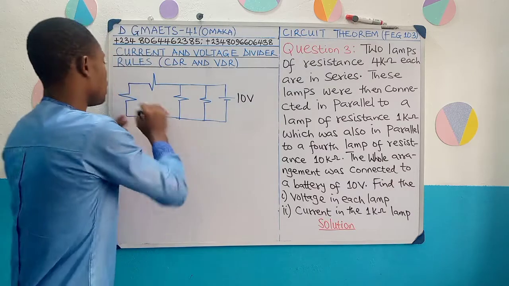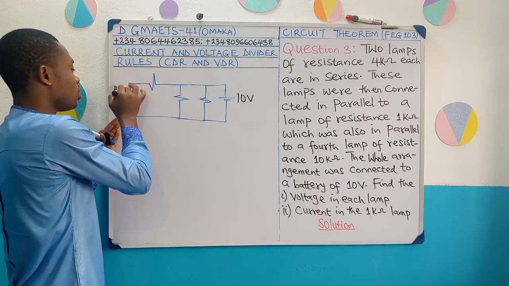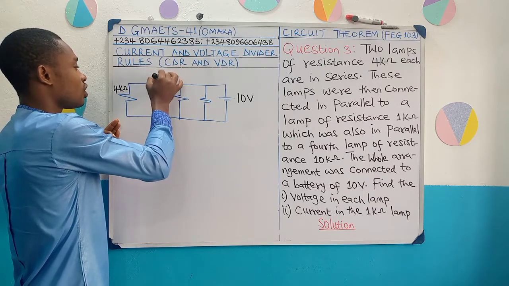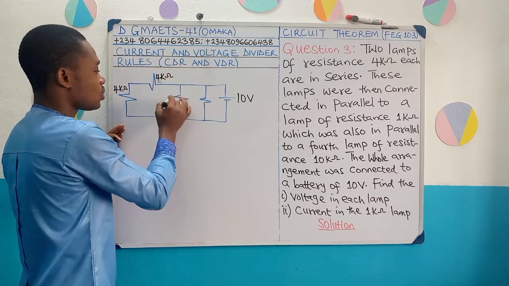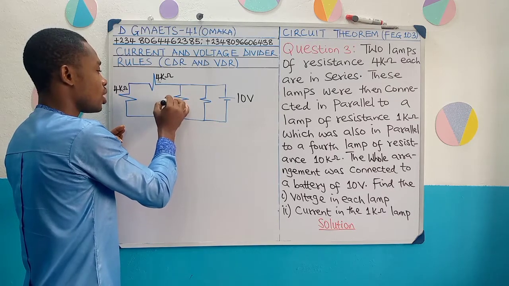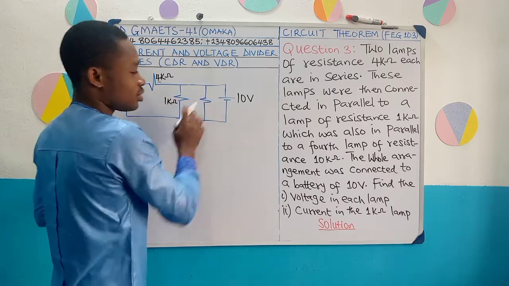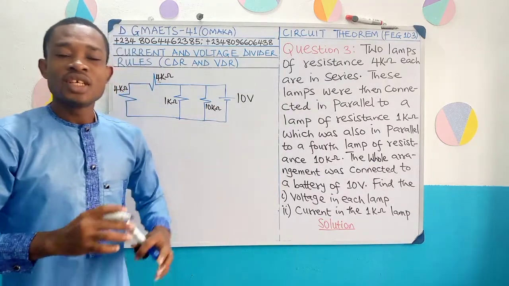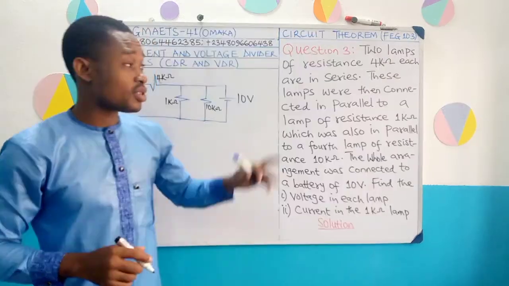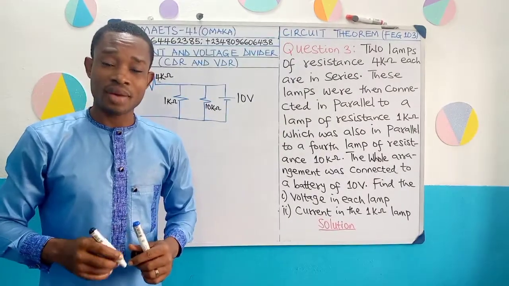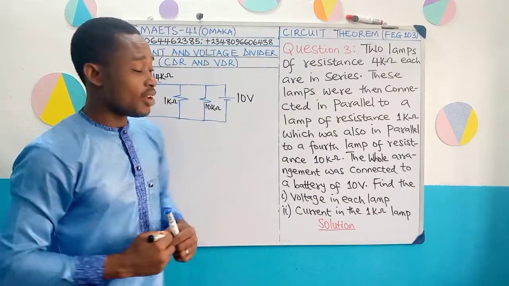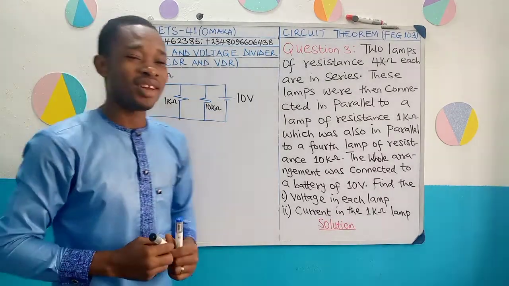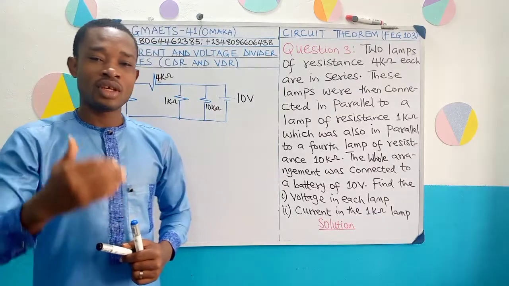You can see the first two resistances here are 4 kilo ohms, 4 kilo ohms. Then this is 1 kilo ohm, and this is 10 kilo ohms. So this is the sketch of what this circuit looks like. This is how the lamps were connected. Now the first part of the question requires that we determine the voltage in each lamp. The voltage in each lamp.